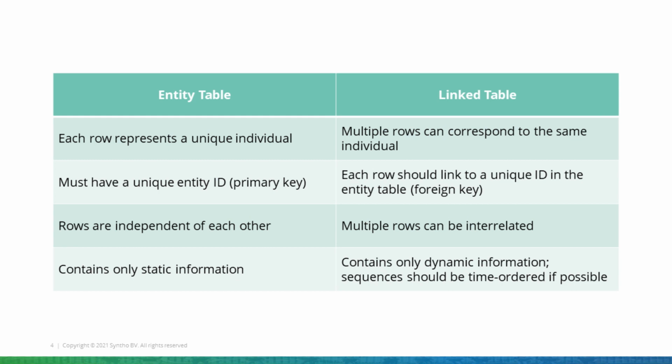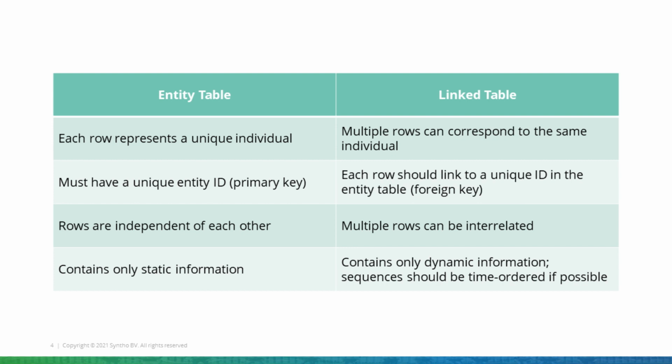Entity table requirements. 1. Each row represents a unique entity, ensuring a one-to-one correspondence with real-world individuals or items. 2. Employ a unique entity ID, primary key, for each row to differentiate entities clearly. 3. Ensure rows are independent, with each containing information that stands alone. 4. Include only static, unchanging information about the entities.